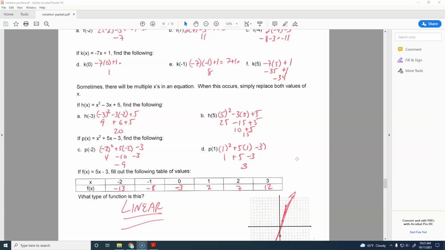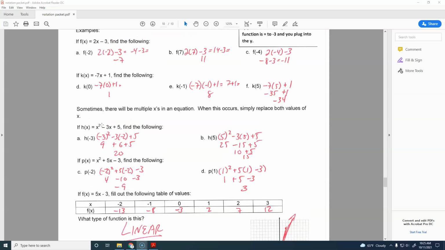Okay, now one thing that some of you may have been doing wrong, if you got 2 for A, some of you may have been squaring that -3 and getting a -9, but it should be a +9 because -3 times -3 is going to give you a +9. Anytime you square any number, it's going to be positive. Okay, questions on that first part?